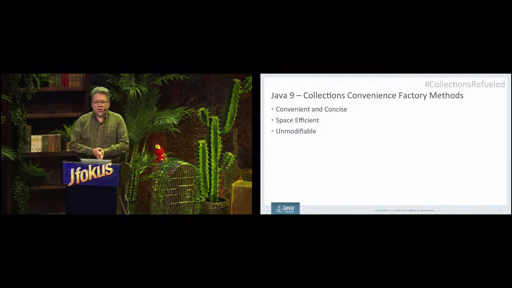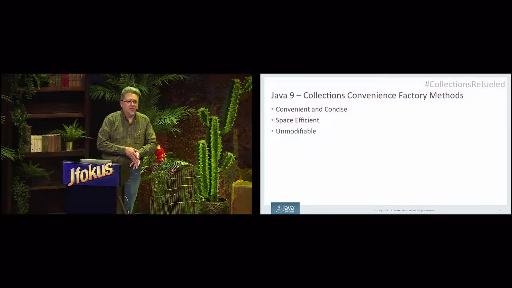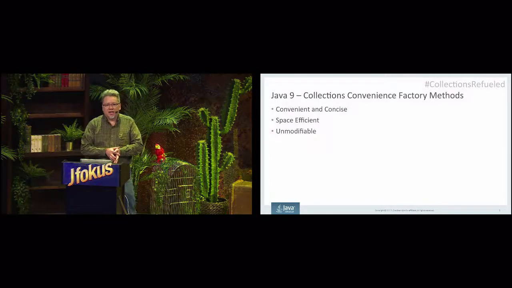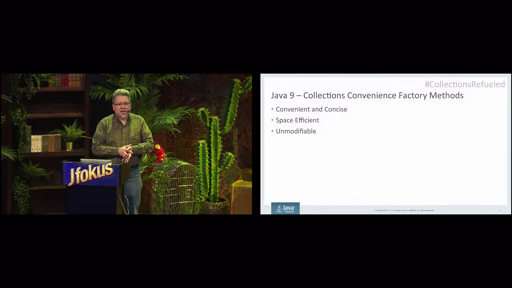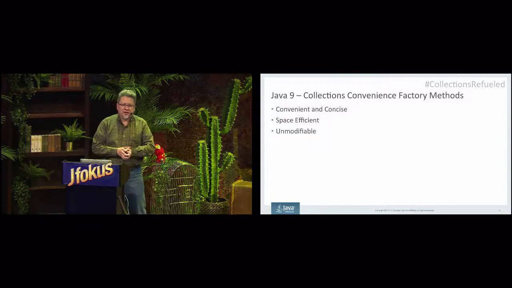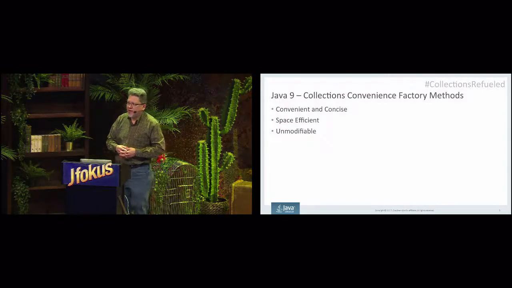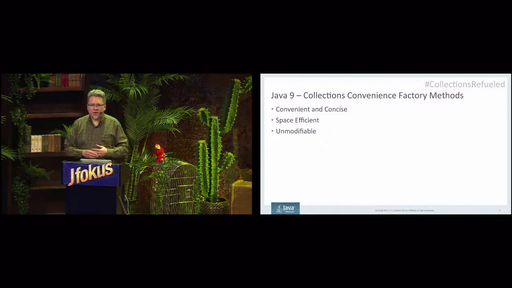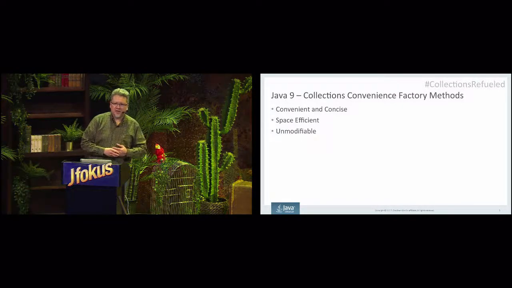All right, so the bulk of this talk today is about Java 9. We've added some enhancements to Java 9, including some new collections APIs and implementations. The official name is the collections convenience factory methods. Basically it's about factory methods that allow you to create new collection instances conveniently.